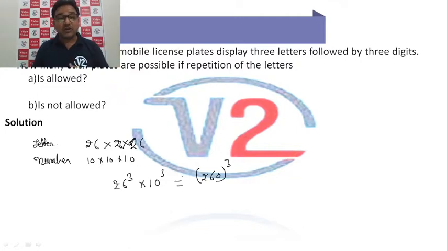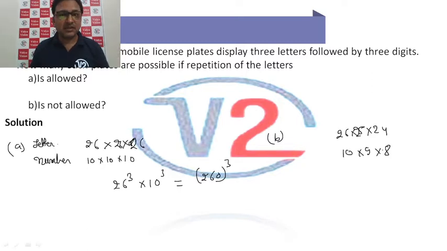This is the first part, A, and the B part is if repetition is not allowed, then 26, 25, 24, and then 10, 9 and 8. Clear? It will become 26 into 25 into 24 into 10 into 9 into 8. This is our answer. Clear?